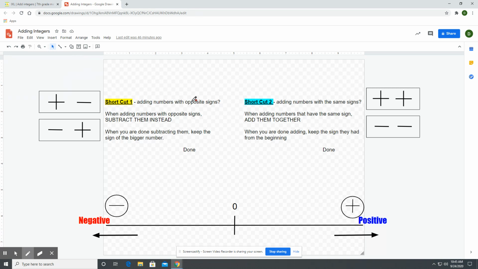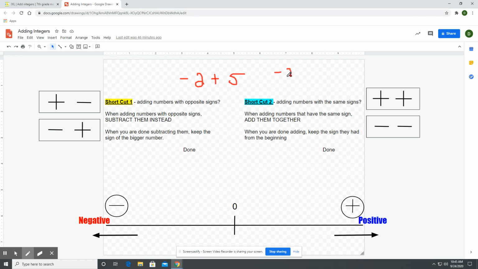In shortcut version number 1, it asks, first of all, are we dealing with opposite signs? Let's do a problem like -2 plus 5. When I say opposite signs, I mean, is one of them positive and the other negative, or negative and positive? That's what opposite signs are. If they were the same sign, we would deal with this side, where both of them were positive, or both of them were negative. We have a -2 plus a 5.